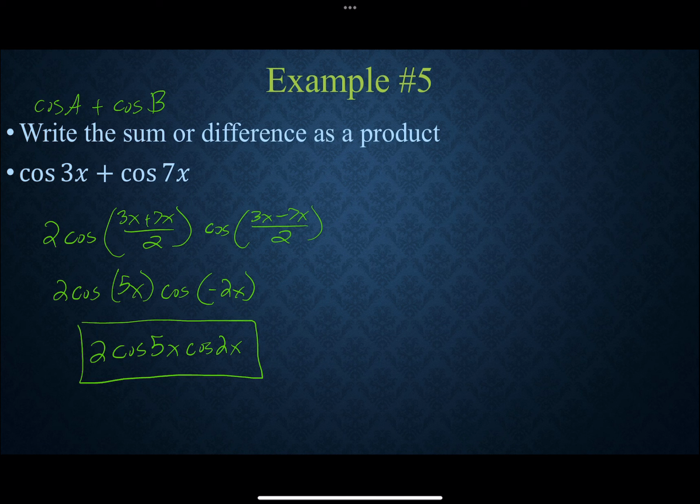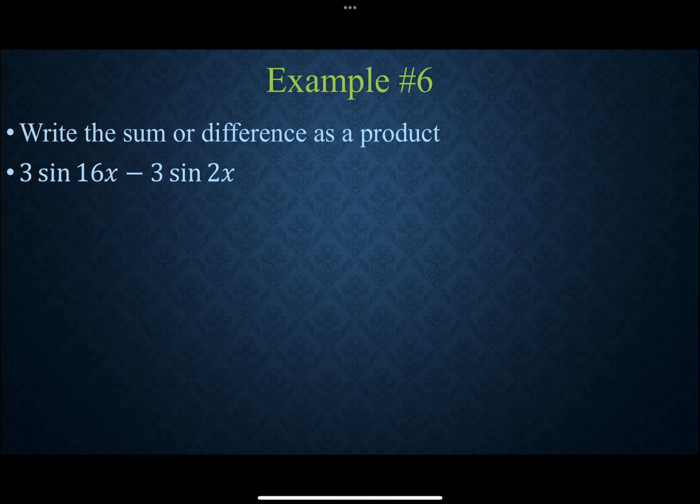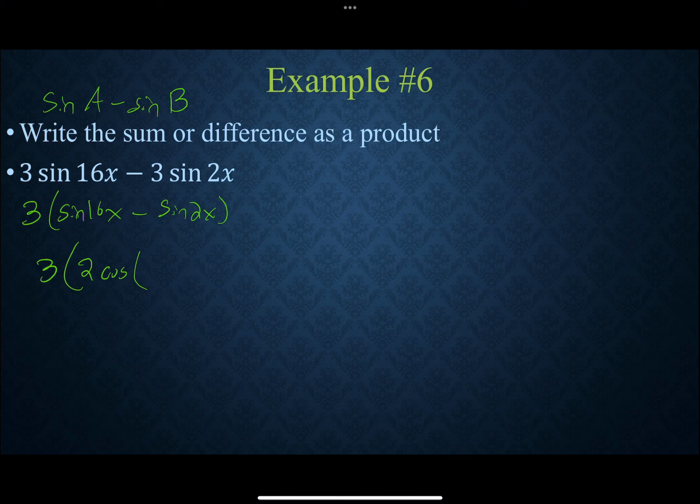And that's just our final result. Not doing anything else with the problem, just simply working through the formula and then simplifying it down to get to our final result. If you notice that they both have coefficients, for this to work, they have to have the same number. So we can factor it out, saying it's 3 sine 16x minus sine 2x. So this is our sine A minus sine B formula. So you'd have a 3, and then the sine A minus sine B is 2 cosine of A plus B over 2, so 16x plus 2x over 2. And then sine A minus B over 2, so 16x minus 2x over 2.